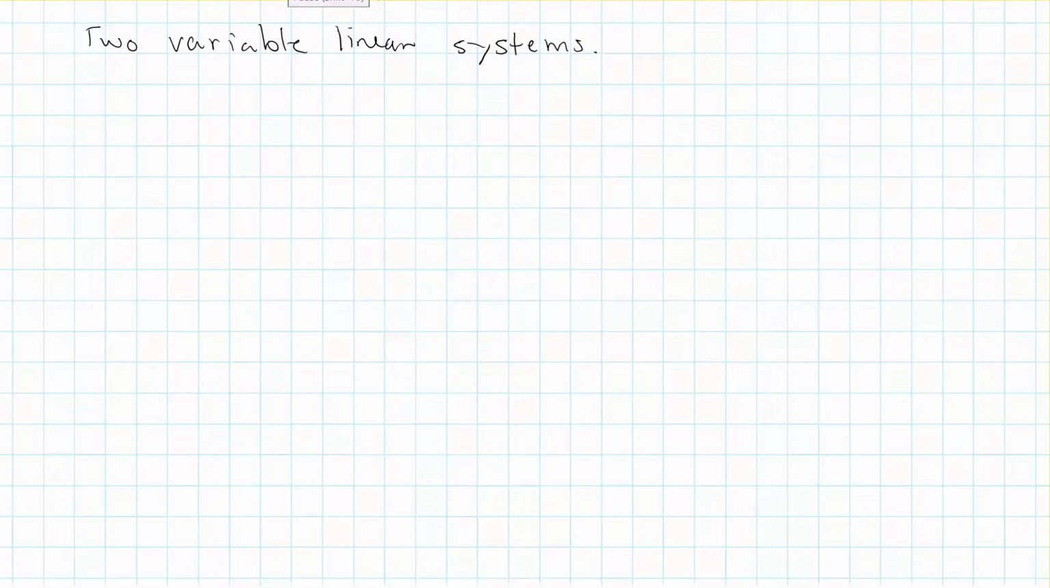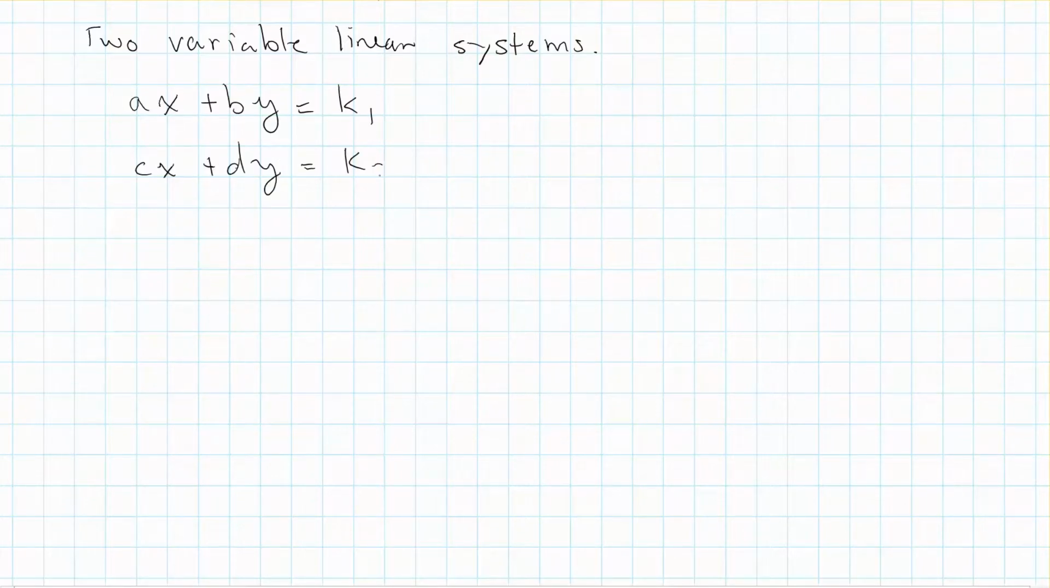So now we're going to talk about two variable linear systems. And what that means is we'll have ax plus by is equal to maybe k1, and then cx plus dy is equal to k2. So that's going to be a general form of our linear systems.